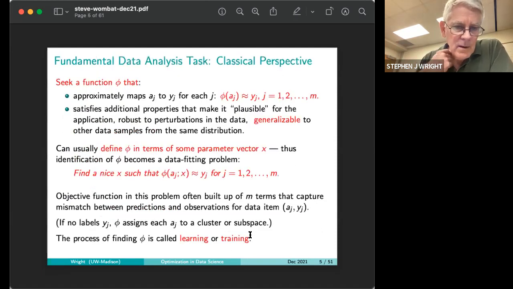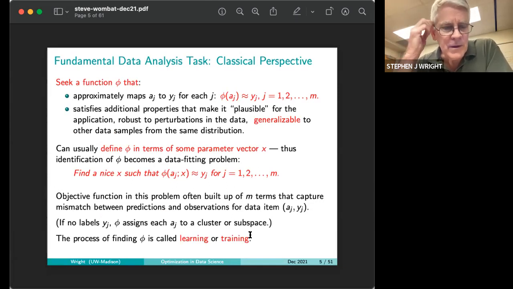So fundamentally, what we're trying to do in data analysis is to learn a mapping from the AJs to the YJs. And even when you're talking about clustering where there are no YJs, there's still, in a sense, a mapping. You're trying to map the AJ to its associated cluster. And you're looking for the function phi that does that mapping. That's essentially what the whole field is about. And you might also want phi to satisfy additional properties that make it plausible or reasonable or generalizable to new data that's not in the actual training set of AJs that you're working with.